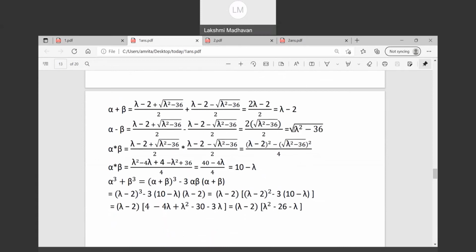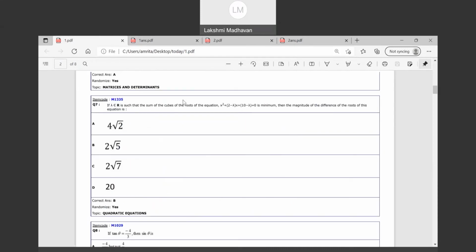For alpha minus beta, we have the value as root of lambda square minus 36. Then we found the value of alpha beta also. While multiplying and solving, we'll receive the value as 10 minus lambda. Now I'll tell you why we have solved this. In the question, it's given as the sum of cubes of roots of the equation, which is minimum, and it's asking us to find the magnitude of the difference of the roots of the equation.